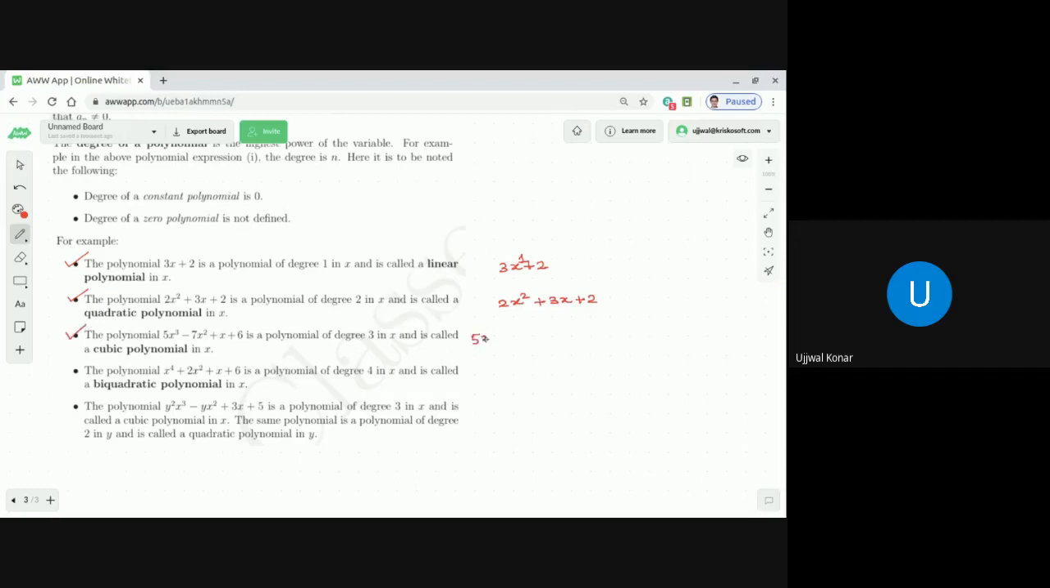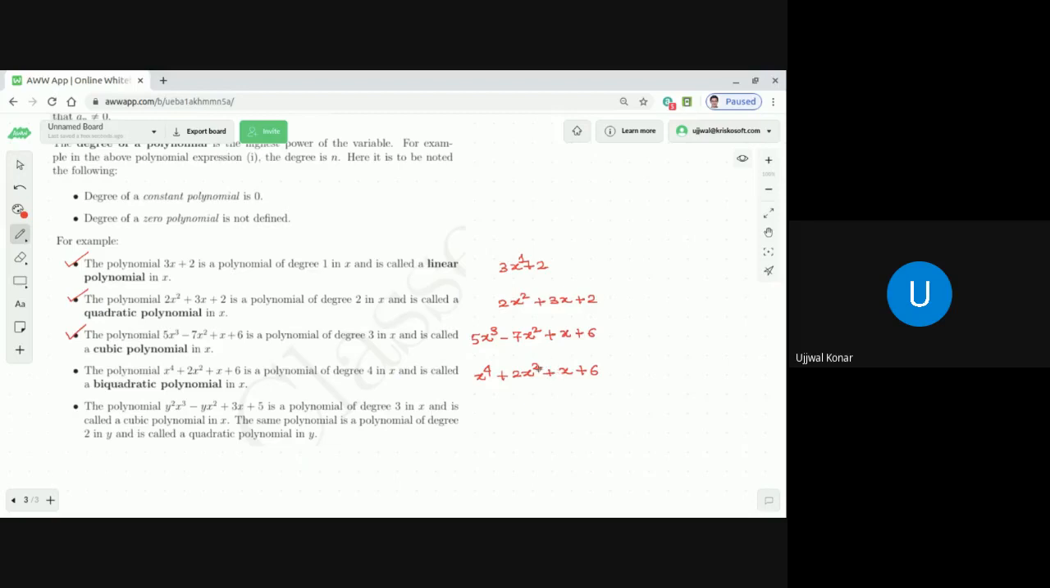5x cube minus 7x square plus x plus 6. That is a cubic polynomial. Similarly, if the maximum power of x is 4, that is called a biquadratic polynomial. What is that? x power 4 plus 2x square plus x plus 6. If you see, dear students, the maximum power of x is 4. That is why it is called a biquadratic polynomial.